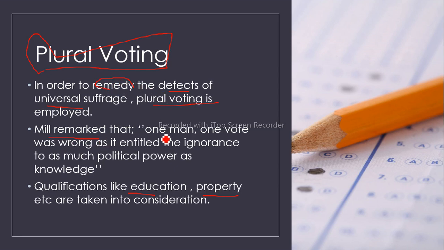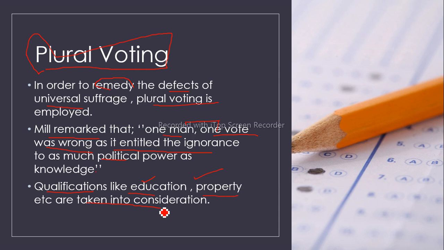And J.S. Mill says that one man, one vote, that is what universal suffrage says, was wrong, as it entitled ignorance to as much political power as knowledge. Mill suggests that the one man, one vote rule is unfair, because the ignorant or uneducated person has the same access to political power as an educated or knowledgeable person. So that is not fair. That's why plural voting has been introduced by countries where certain qualifications, education, property, etc. are taken into consideration.